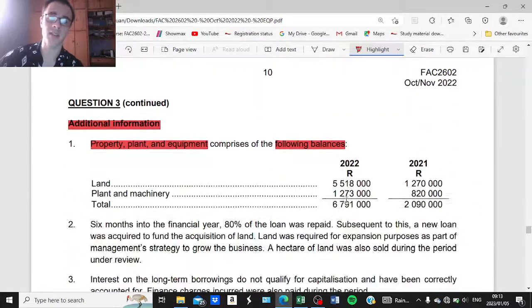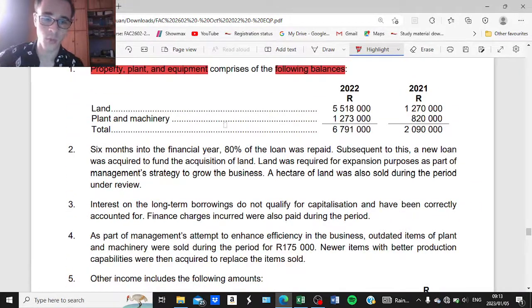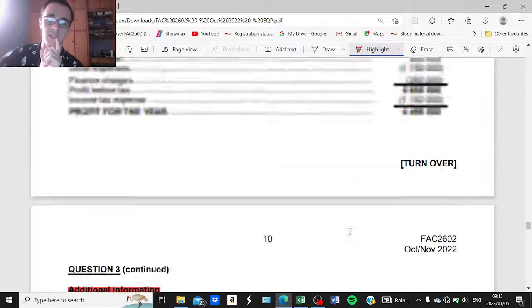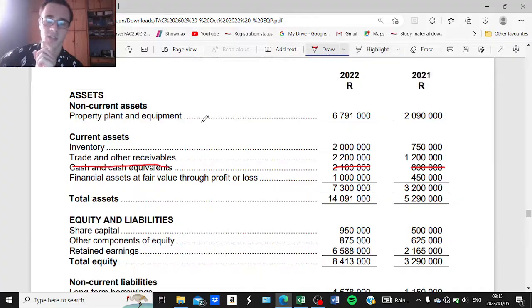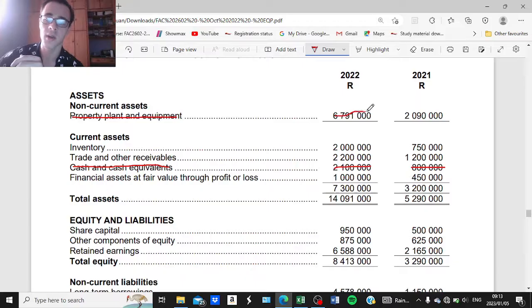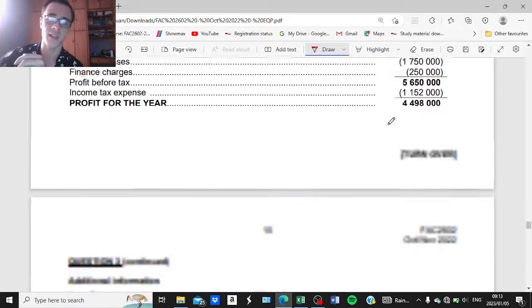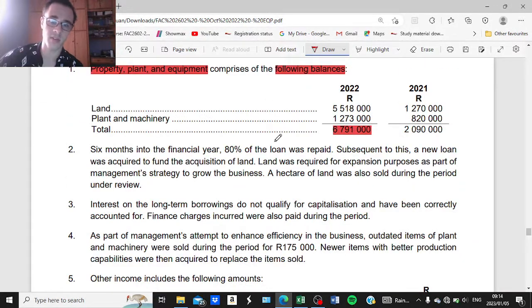And those components are given in additional information point 1. It consists of land firstly, and secondly we have plant and machinery. And those two together should logically give you the gross total of 6,791,000 as reflected in the statement of financial position. So we can cross this line item out, because these amounts have been given in additional information point 1. So we can only focus on additional information point 1.